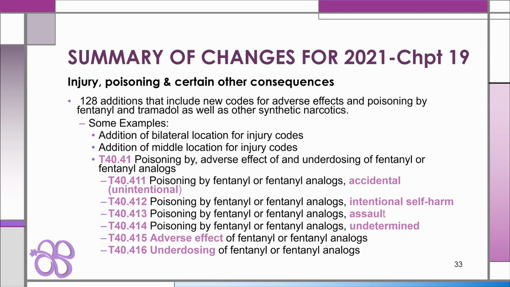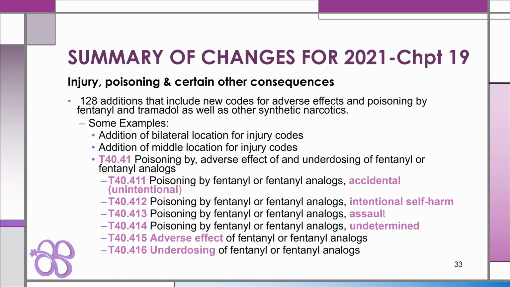Chapter 19 changes. Injury, poisoning, and certain other consequences. 128 additions that include new codes for adverse effects and poisoning by fentanyl and tramadol, as well as other synthetic narcotics. And these are just some examples. Many of the changes were because they added the bilateral locations. So instead of having to code 2 different codes for left and right, now they have bilateral options. And they've also added an option for the middle location. So if it wasn't left and it wasn't right, you only had unspecified. Now if it was a middle location, like central chest or whatever, you have the option of choosing a middle location.